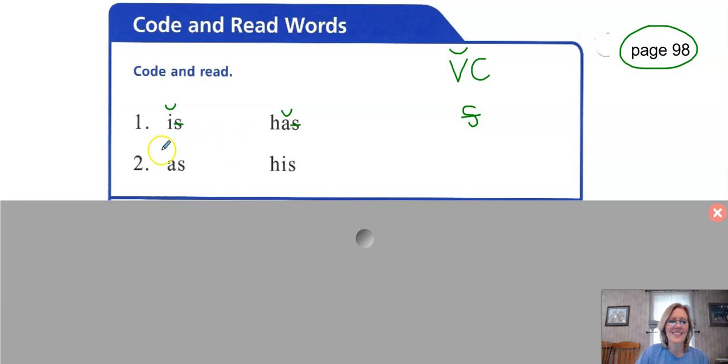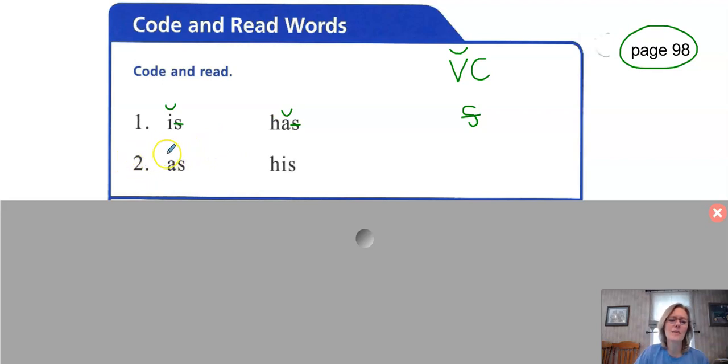All right, let's read these. Is, has. Good. Now, we have been using is and has as instant words sometimes in our sentences that we get to circle. We don't get to circle those anymore, do we? We're going to have to start coding them.